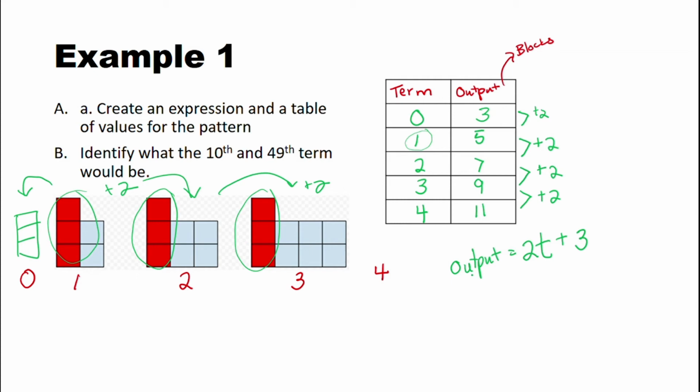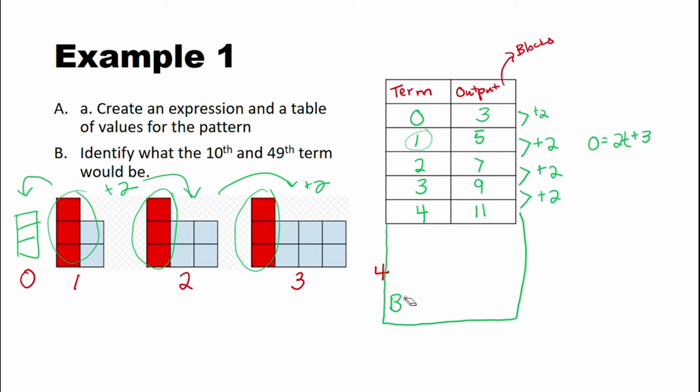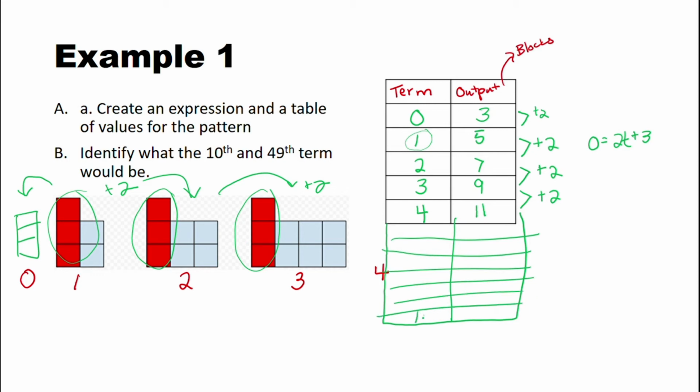Makes sense. Now, the second part of that question is identify what the 10th and 49th term will be. So I'm just going to put output equals 2t plus 3, and I'm going to move that out of the way. So to answer B, I could extend my table of values, and I could write them all in up to the 10th term down here. And I know that I would add 2, add 2, add 2. But to get to 49, that would take a lot of work. So there's actually a much easier way to find the answer to this using our expression that we just determined.